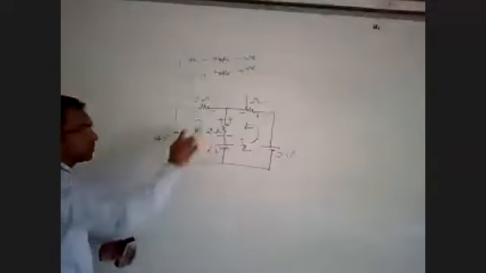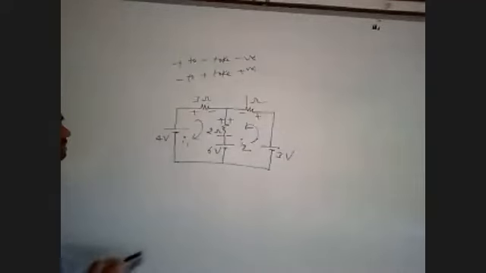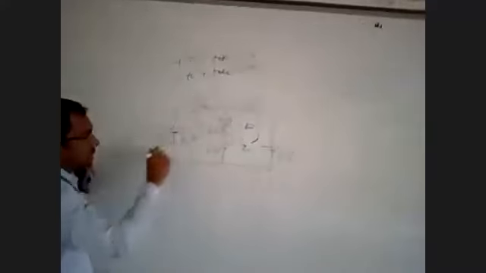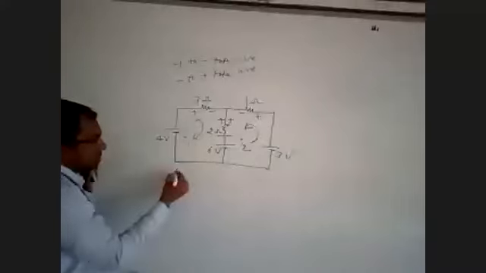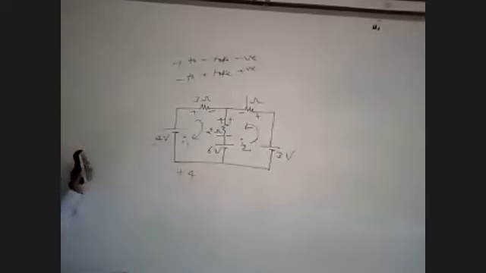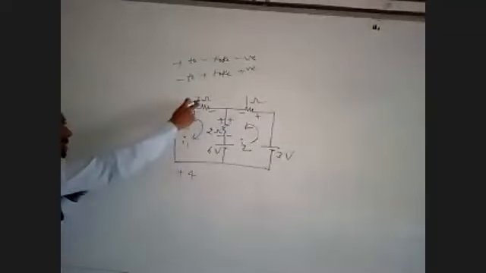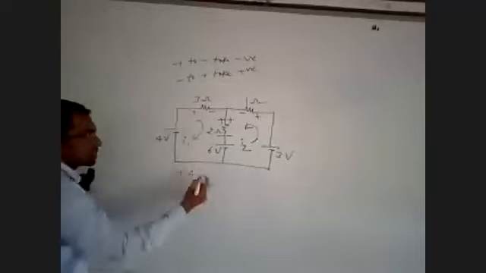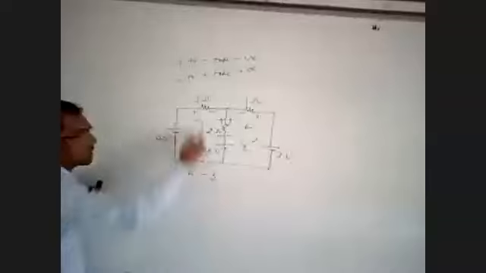Take the first loop. In the first loop, I1 is the reference. I1 is flowing from minus to plus. Minus to plus means plus. This is the voltage. Now here the voltage is 3 into I1. But I1 is flowing from plus to minus, so minus 3 I1. The current flowing in the 3 ohm resistor is only I1.